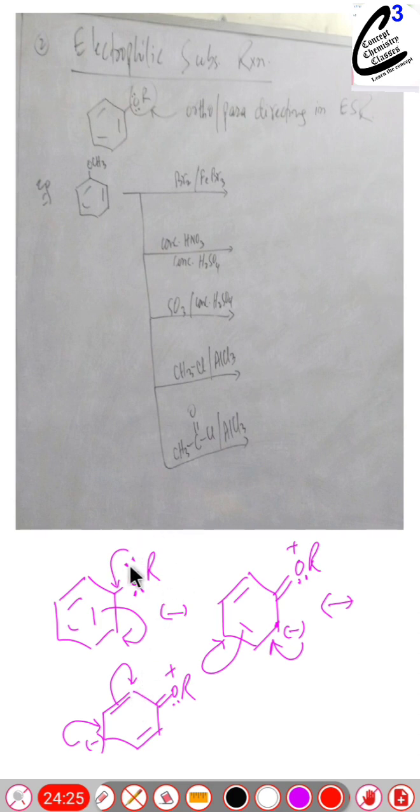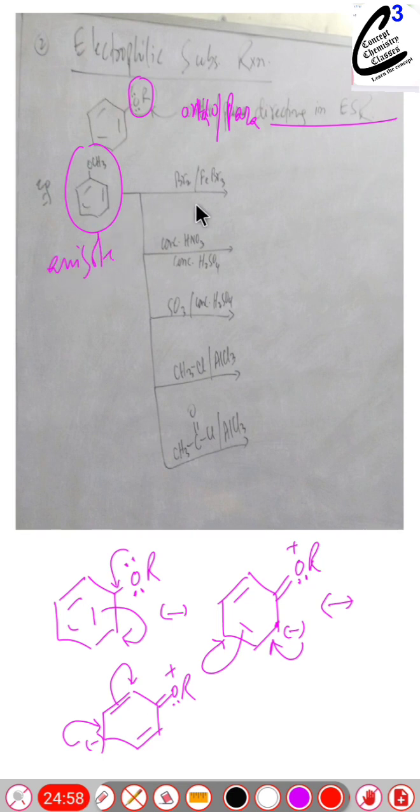So in resonance there is an excess of electrons at the ortho and para positions. Okay, so this OR is an ortho and para directing group in ESR towards an electrophile. So I'm taking anisole as the example. Benzene with OCH3 attached. This is anisole.